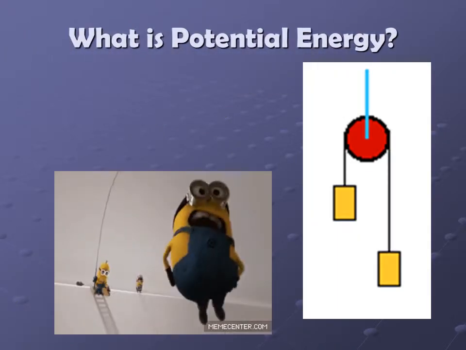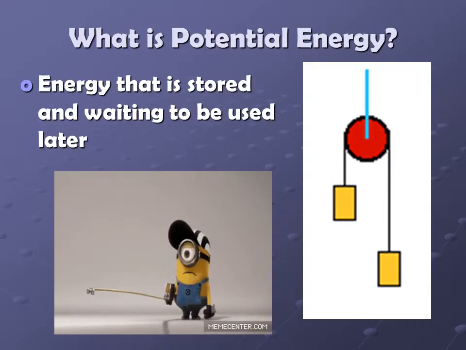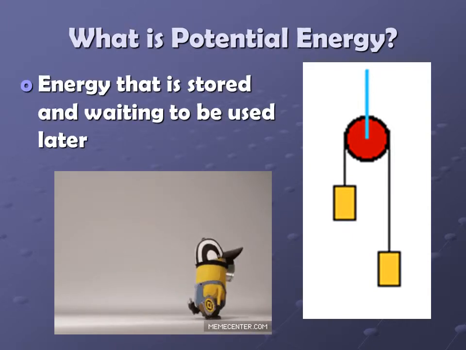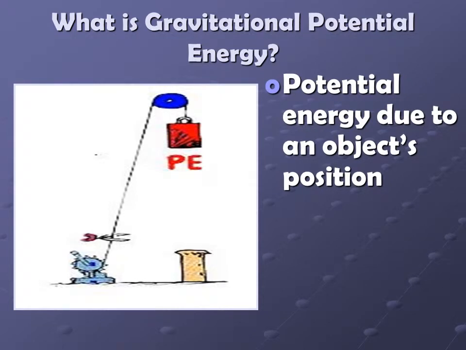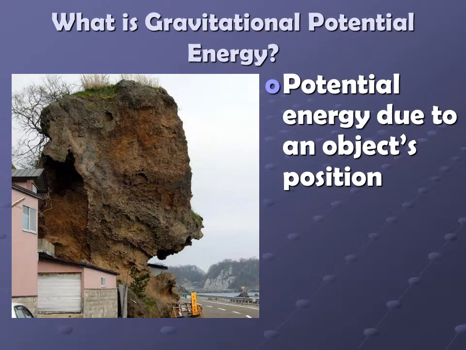So what exactly is potential energy then? Potential energy is energy that's stored and waiting to be used later on. Specifically, gravitational potential energy is potential energy due to an object's position. You can see here in the picture, there's an object that is hoisted up, and it could have the potential to be dropped. Here, this cliff is hanging over, and it could have the potential to break off.